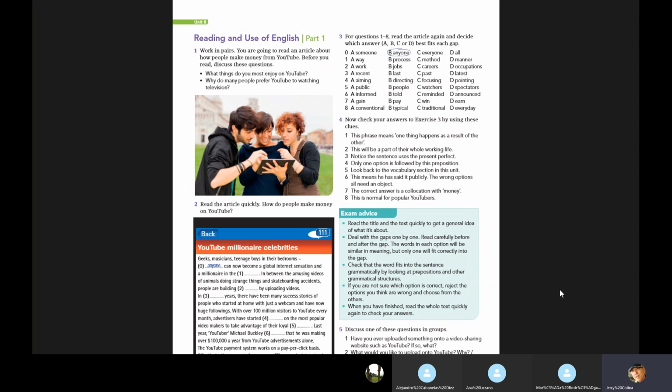It says, for questions 1 to 8, read the article again and decide which answer, A, B, C, or D, best fits in each gap. And they give you 0 as an example, anyone. So in 0, anyone is the answer. You continue with the rest. Remember, friends, we are practicing for your exam next Friday. So take it seriously, use your dictionaries, and when you finish, send me a message.